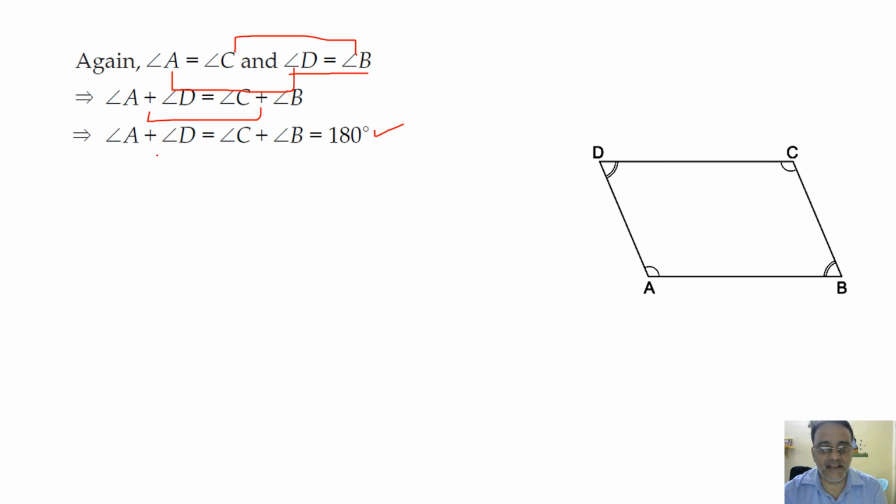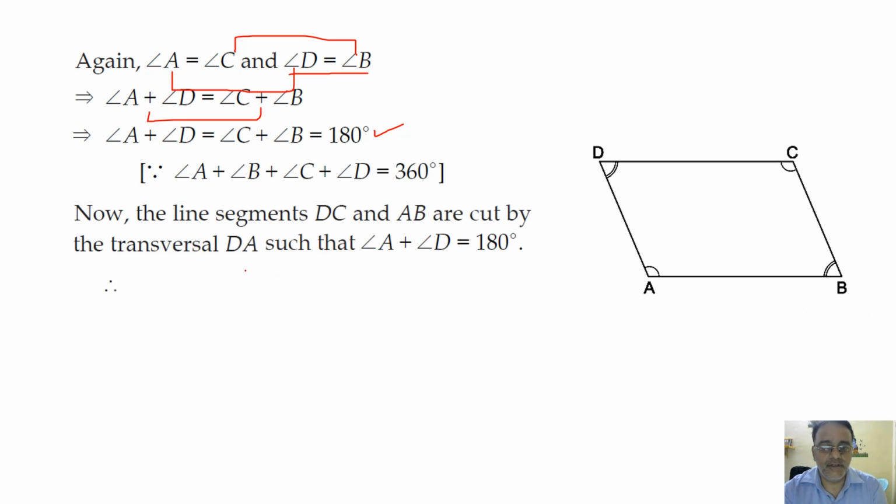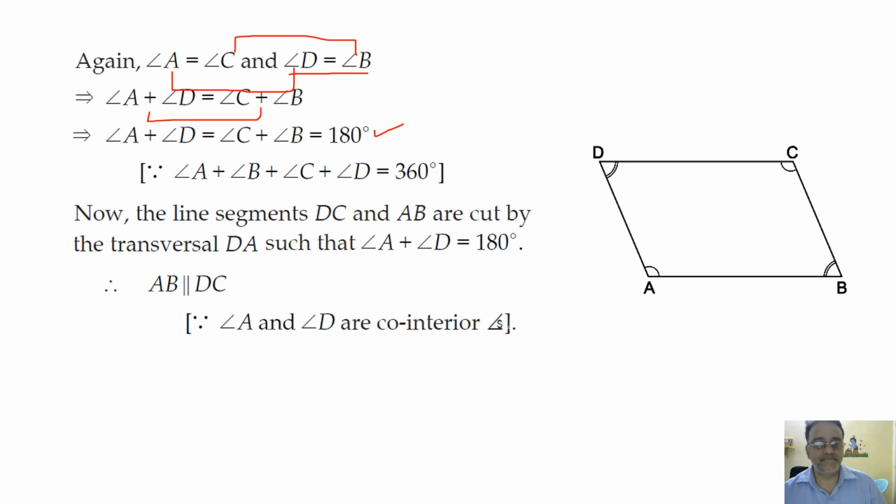Okay, but these are again co-interior angles on the same side of this transversal AD. So AB is parallel to DC, because angle A and angle D are co-interior angles. Hence, AB is parallel to DC and AD is parallel to BC, which will imply ABCD is a parallelogram. Any doubt? No, sir. Okay.